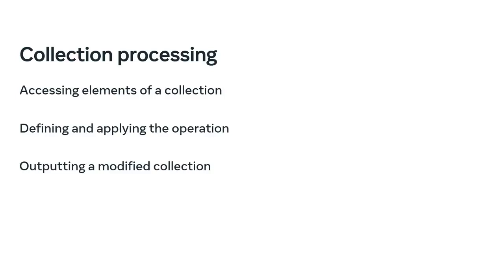Collection processing involves 3 primary steps: accessing elements of a collection on which the operation is to be applied, defining and applying the operation on the element, and outputting a modified collection with the updated or transformed elements.